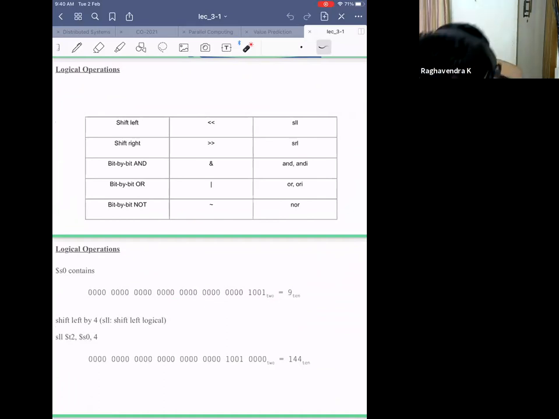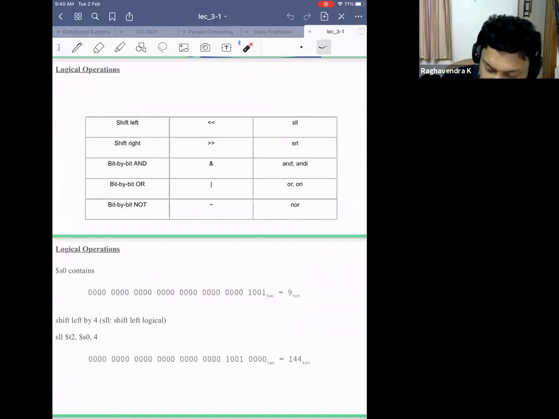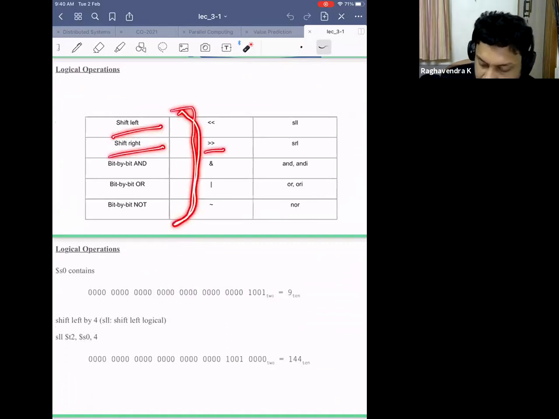Of course, there are other operations called logical operations. You might already know about them from the C programming perspective. This is called shift left. This is called shift right.